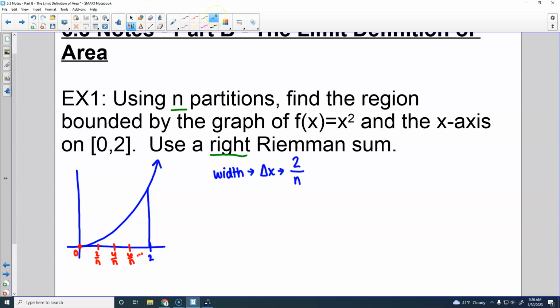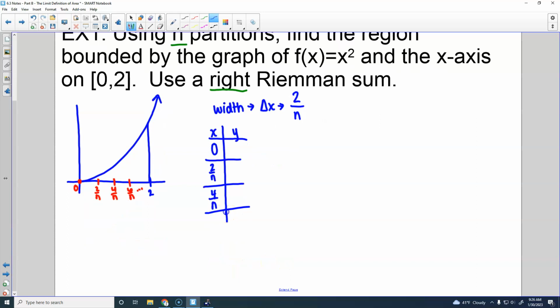Okay, so, back to this problem. If we think about making ourselves a table, our x and our y here, although we're not really going to worry about it too much. Our intervals would be 0, and then we'd have 2 over n, and the next one would be 4 over n, and then 6 over n, and then dot, dot, dot here.